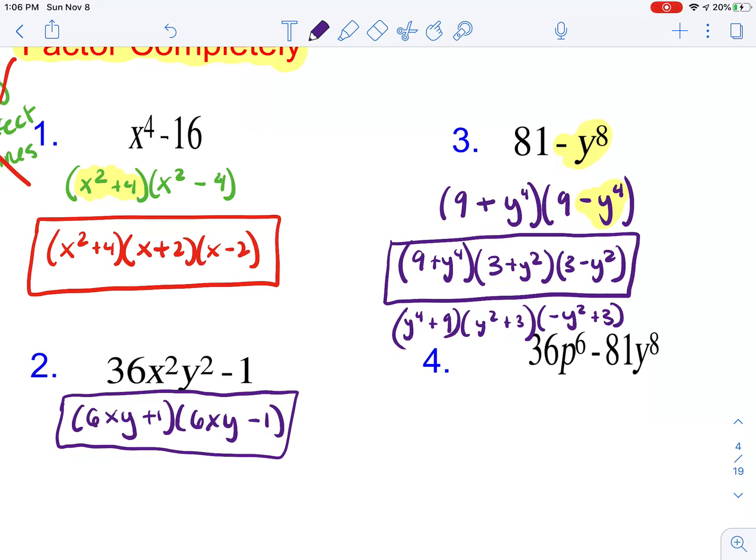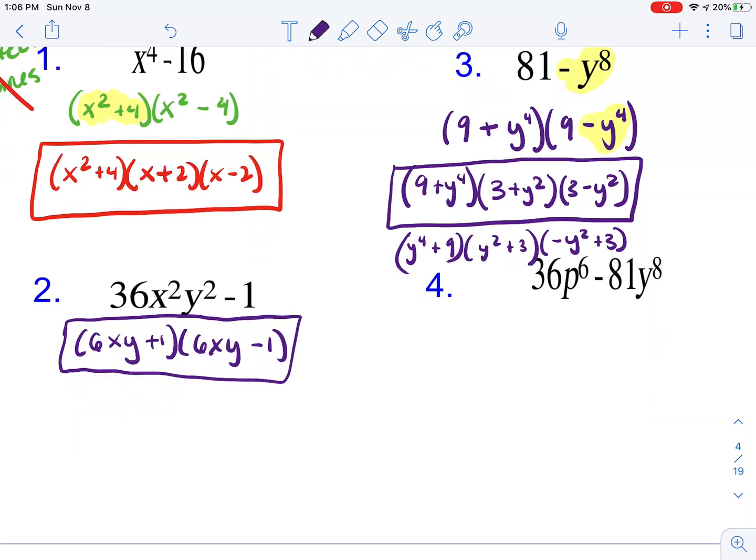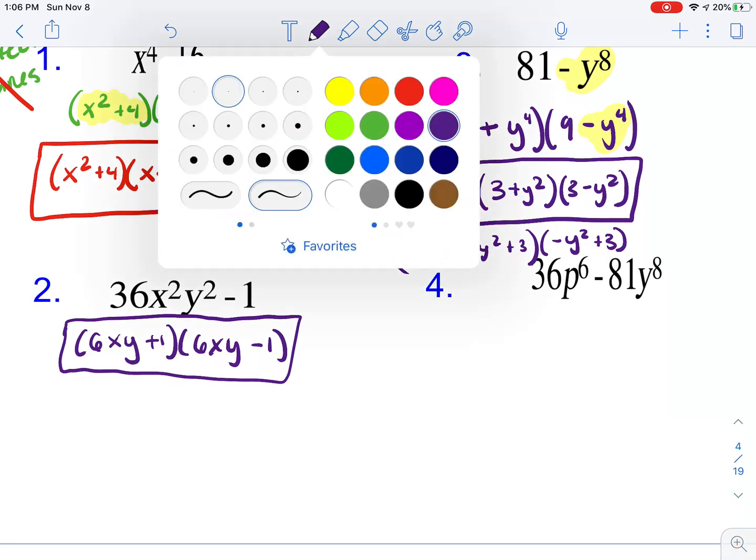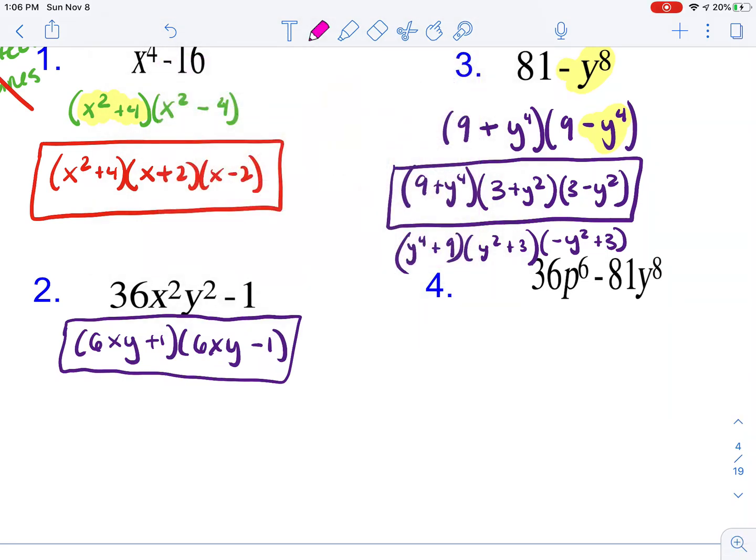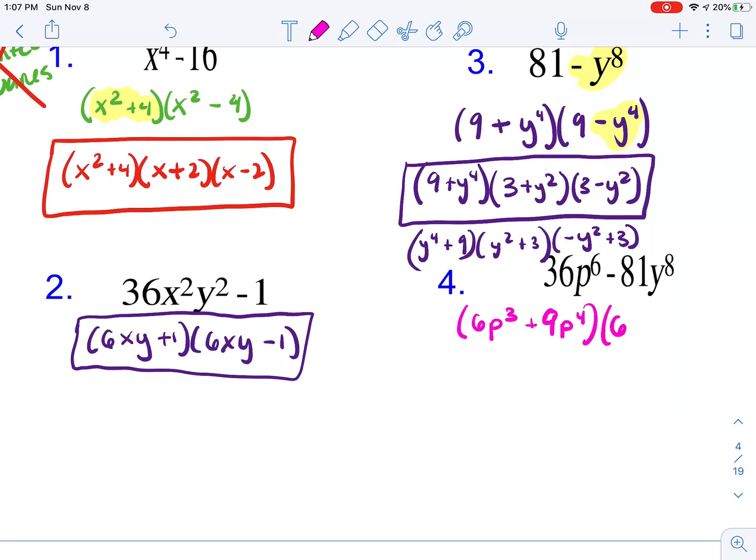Okay, so last but not least, question number 4, 36p to the 6th minus 81y to the 8th. It may be tempting to say, oh, 36 is a perfect square, p to the 6th, 81, y to the 8th, and to go directly to 6p to the 3rd plus 9y to the 4th, and 6p to the 3rd minus 9y to the 4th. Very tempting, but hopefully you should recognize that the 6 and the 9 in both parentheses have something in common. They have a common 3.